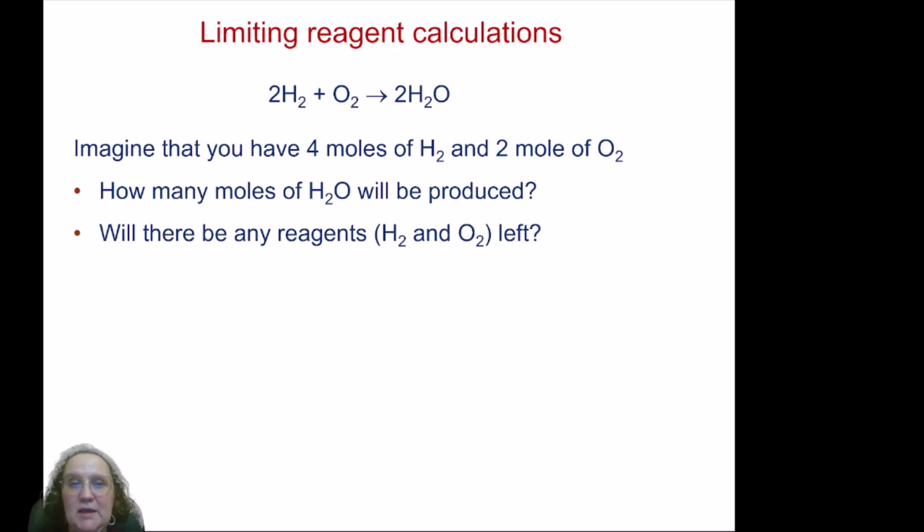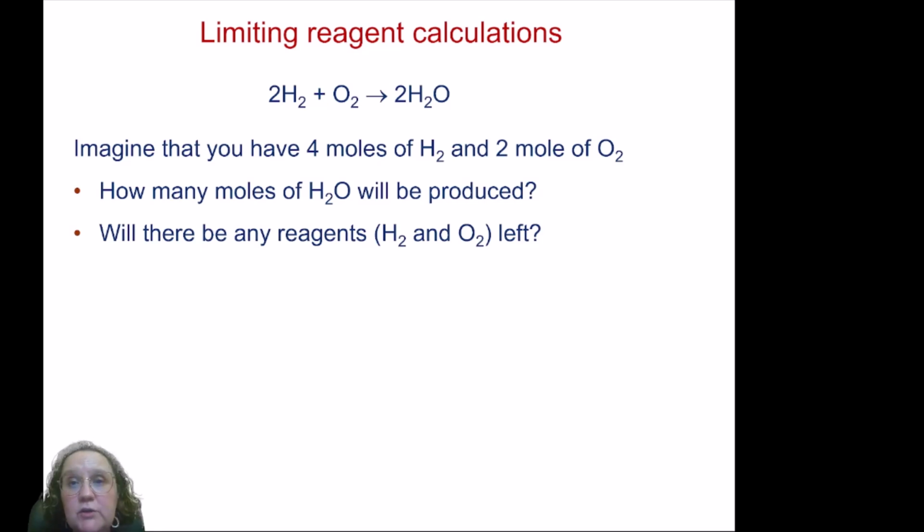So let's have a think about it. The reaction tells me that you need 2 moles of hydrogen to react with 1 mole of oxygen. So if you have 4 moles of hydrogen, how many moles of oxygen will you need? Well, hopefully you see that you will need 2 moles of oxygen. So 4 moles of hydrogen and 2 moles of oxygen will react completely because they are in the right ratio, 2 to 1. You have double the amount of hydrogen that you need of oxygen.